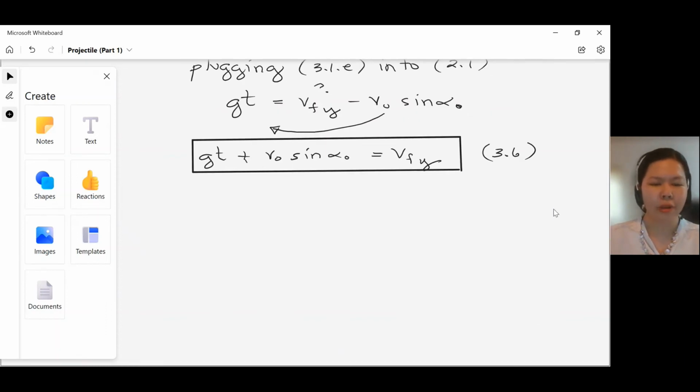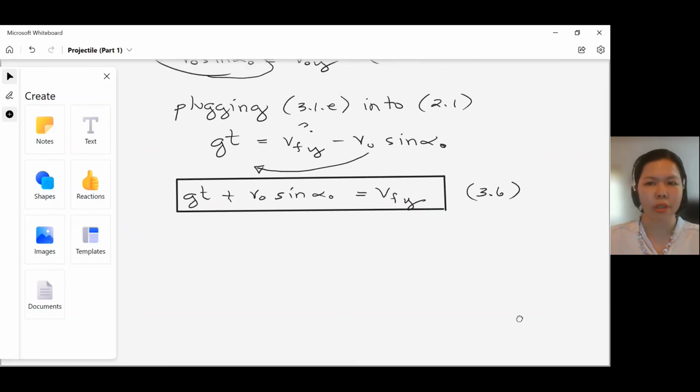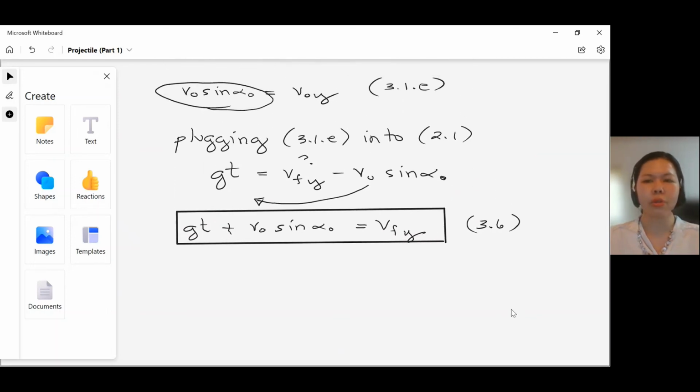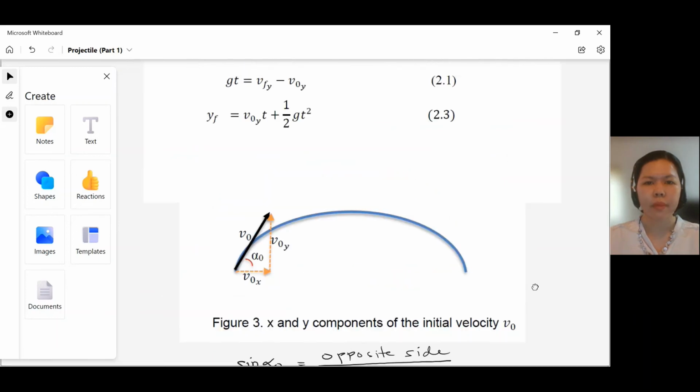Moreover, we now get the final y position at any point along the trajectory, yf, by plugging 3.1.E into equation 2.3. So 3.1.E is this: v naught y equals v naught sine alpha naught. We plug this into the v naught y of 2.3. 2.3 is y sub f equals v naught y t plus 1/2 gt squared. So v naught y here will become 3.1.E.